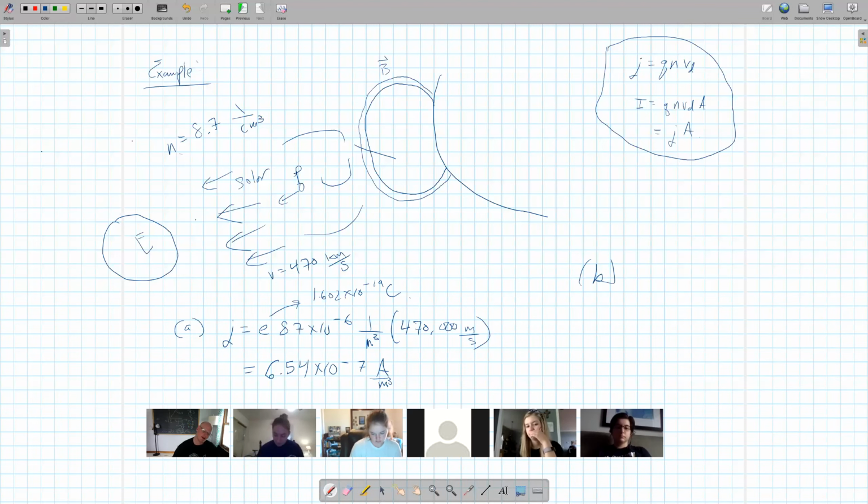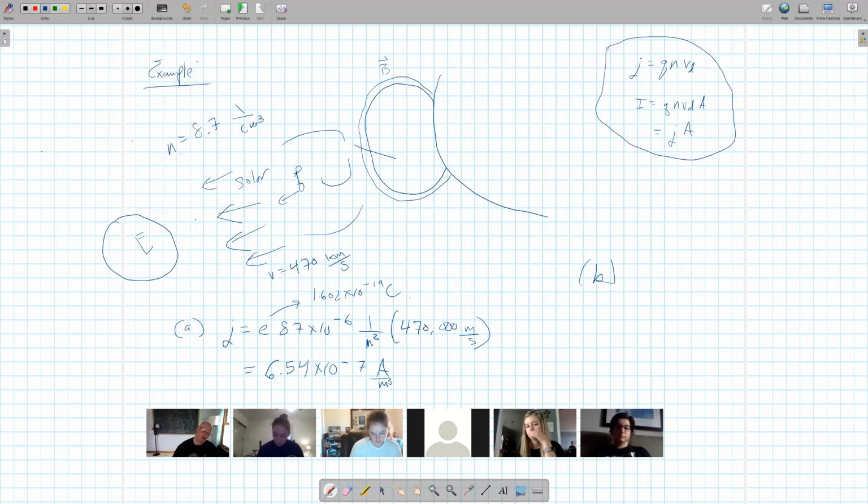Well, we also know that current, based off of drift velocity, is the charge times the number density times the drift velocity times the area, but that's the same thing as simply the current density times the area. So this is going to be equal to the current density, which we just calculated, times the area. Now the question is, which area do we care about? If I have a current going in this direction, here's the Earth, do I care about the surface area of the Earth, or the cross-sectional area of the Earth?